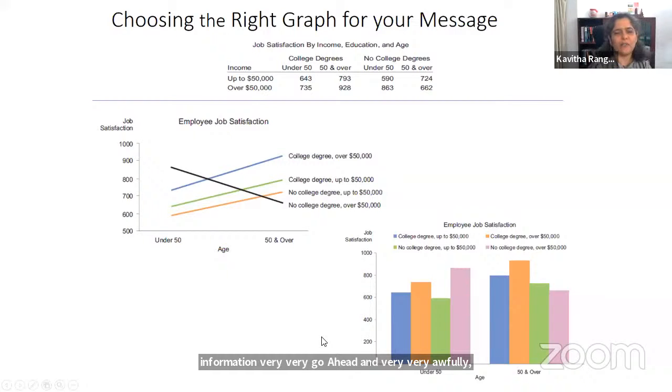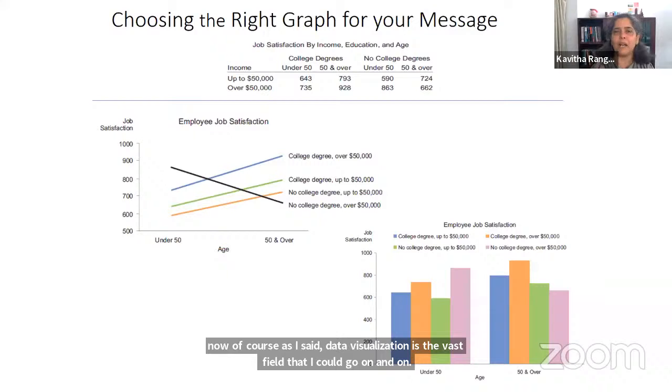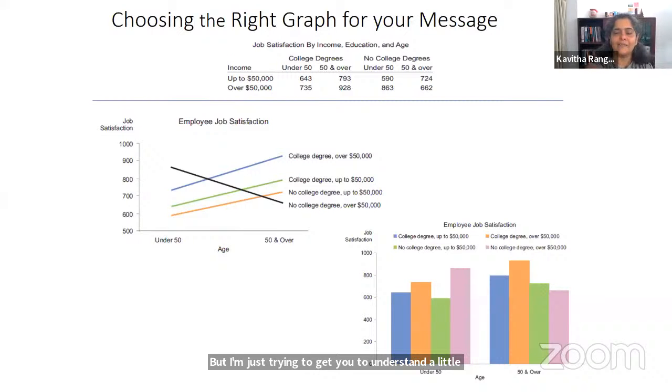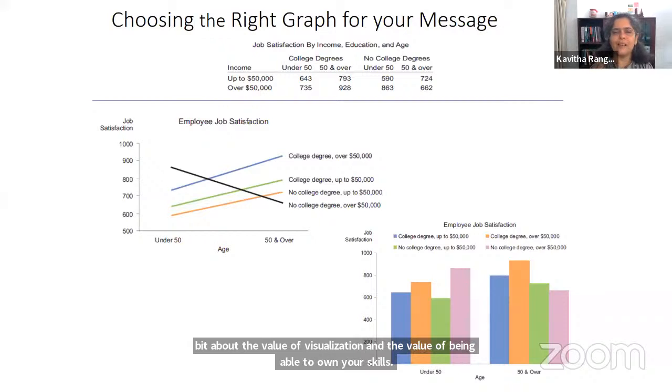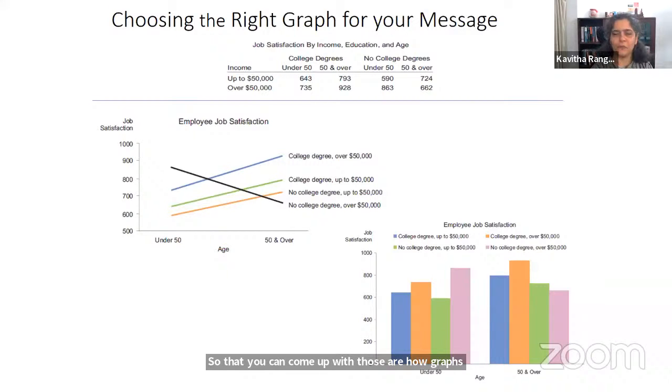So what we're going to do now, of course, as I said, data visualization is a vast field that I could go on and on. But I'm just trying to get you to understand a little bit about the value of visualization and the value of being able to hone your skills so that you can come up with those aha graphs when you actually want to. So let me very quickly just talk about some of the different options that you want to think about when you want to create a visualization in terms of how you communicate with data.